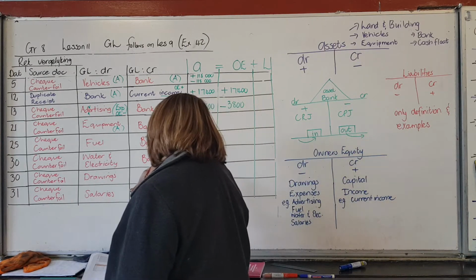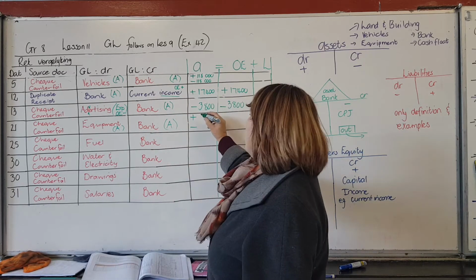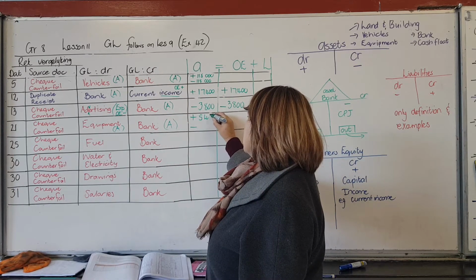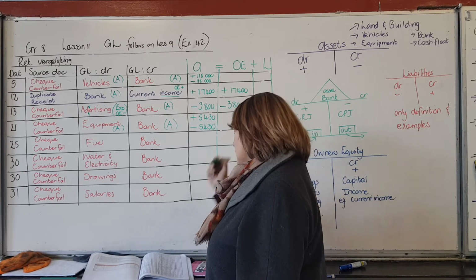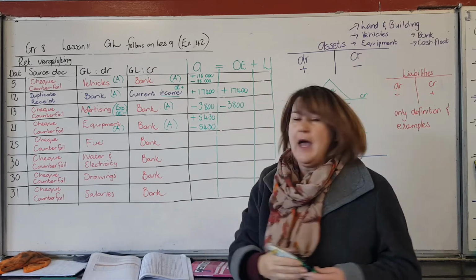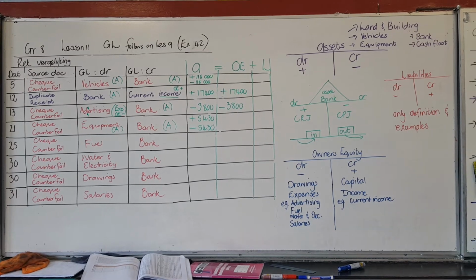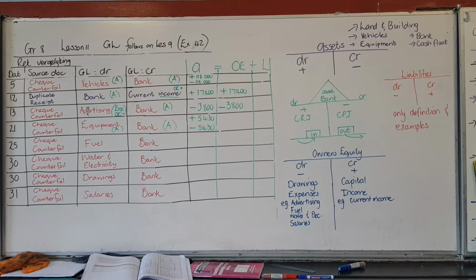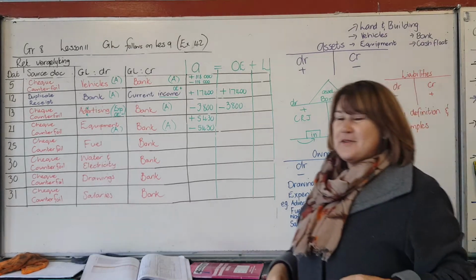Right. So the amount on the 21st is 5430. So my bank is going to decrease with 5430, and my equipment account will increase with 5430. Okay, sorry, I was interrupted.